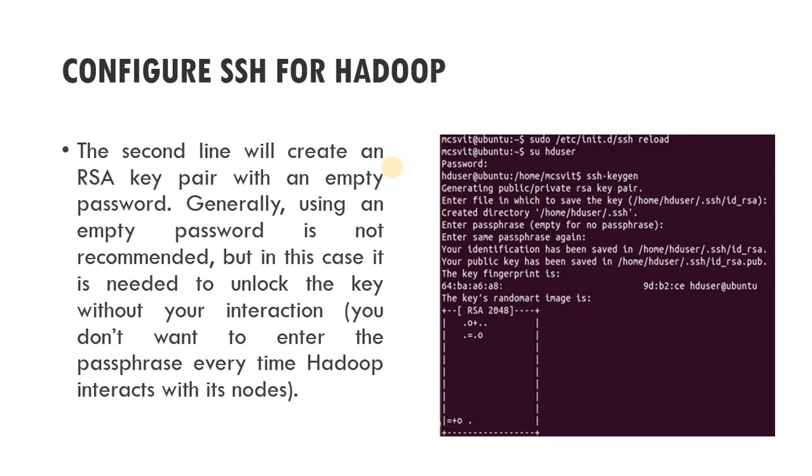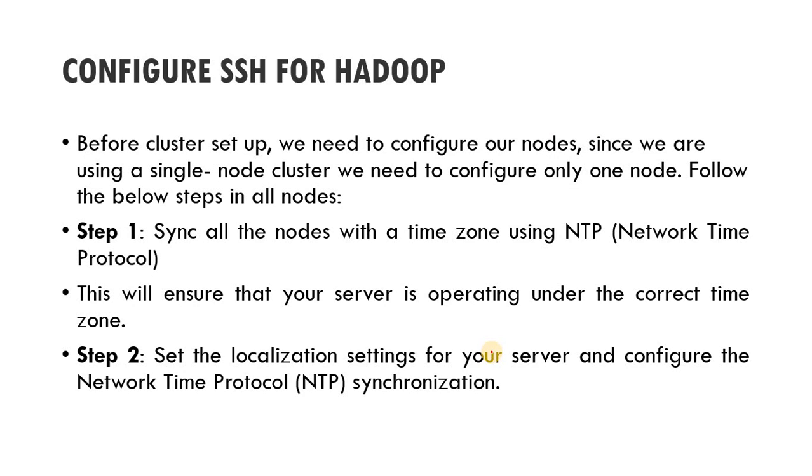The second line will create an RSA key pair with an empty password. Generally using an empty password is not recommended, but in this case it is needed to unlock the key without your interaction, so you don't have to enter the password every time Hadoop interacts with its nodes. As in this screenshot, we reload the file, then we create a Hadoop user, and after that we create the SSH keygen, and this creates the RSA key pairs.